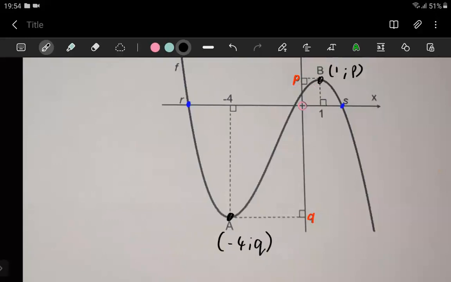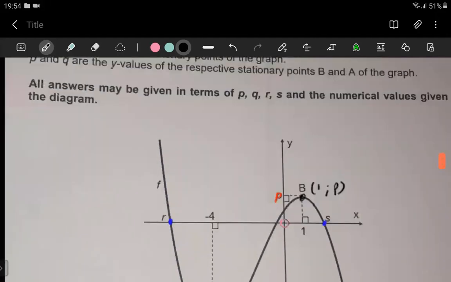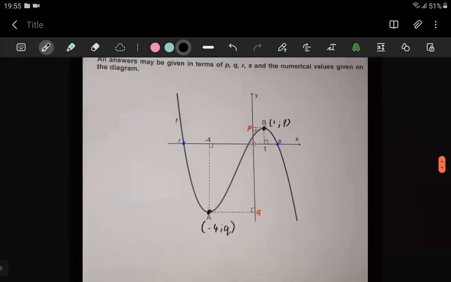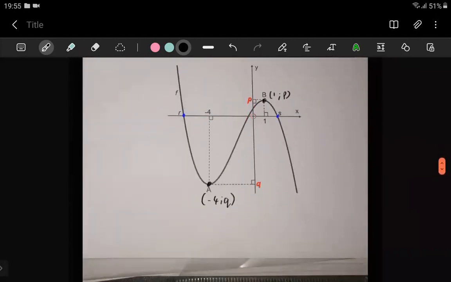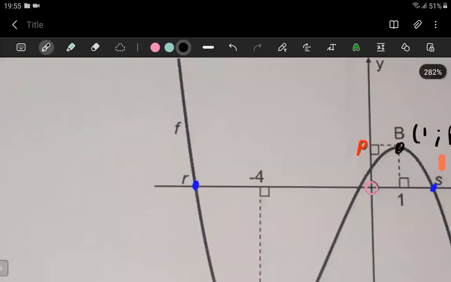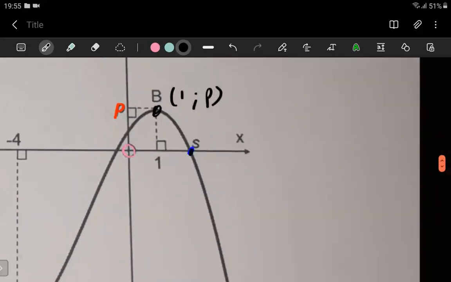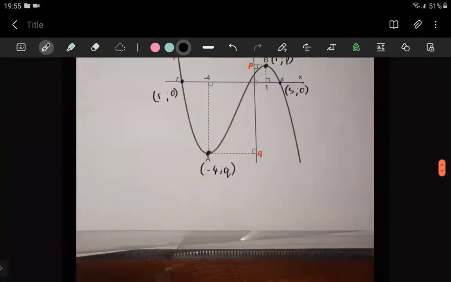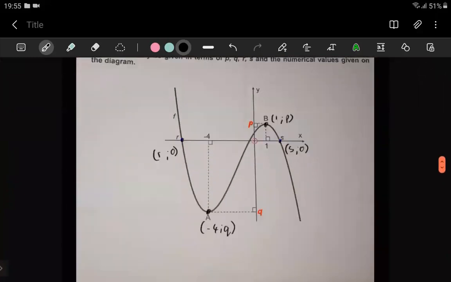So with all this being said, they want us to answer all questions. Wait, it says here, all answers may be given in terms of P, Q, R, S and the numerical values given in the diagram. So that's good news, one way or the other. But then we can keep on putting coordinates. You see, the X value here is R, the Y value is 0. The X value here is S, the Y value is 0. See? So far, so good, right? Yes.